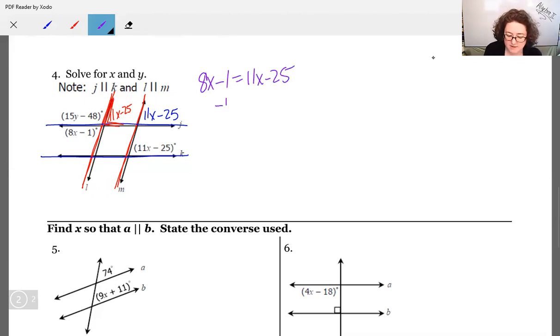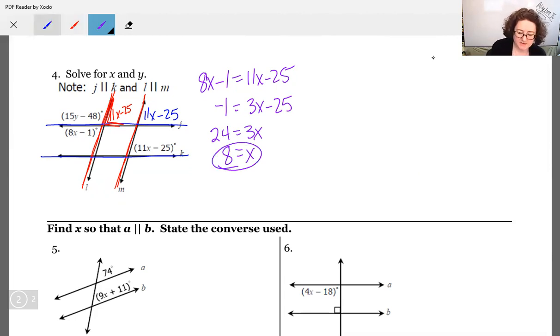So I subtract an 8x from both sides. Again, I could do this in the other order, but I tend to like to have a positive x value when I can. Add 25 to both sides, so that'll give me 24 equals 3x. And then dividing both sides by 3, x equals 8.